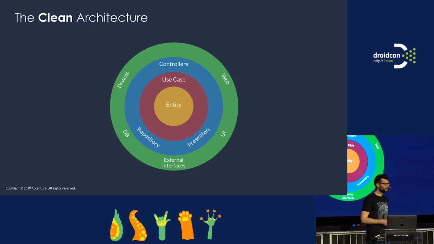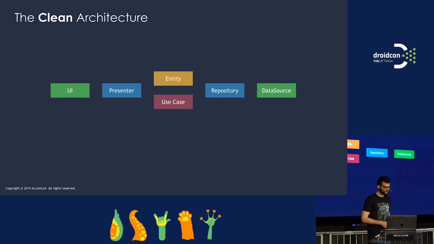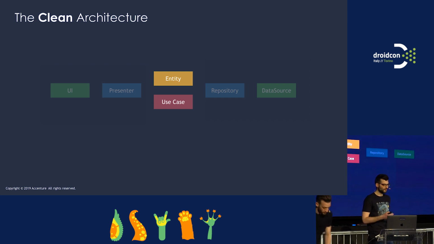So let me cut this onion into pieces to make it a little bit easier, like this. The first two innermost layers are entity and use cases. In theory, these layers represent enterprise-level business rules and application-level business rules. But in the context of our Android applications, we don't usually have this kind of complexity. So usually entities are just the purest version of our data models, and use cases are the business rules applied to them.